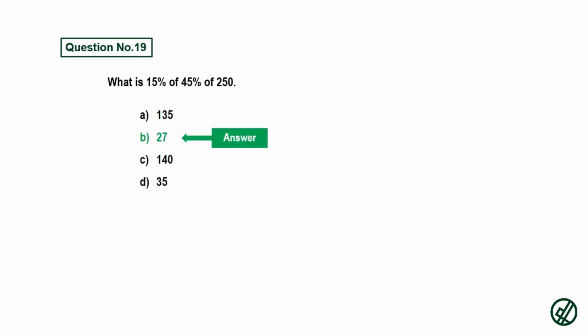Question number 19. What is 15% of 45% of 250? Option A, 135. Option B, 27. Option C, 140. Option D, 35. Answer is option B, 27.